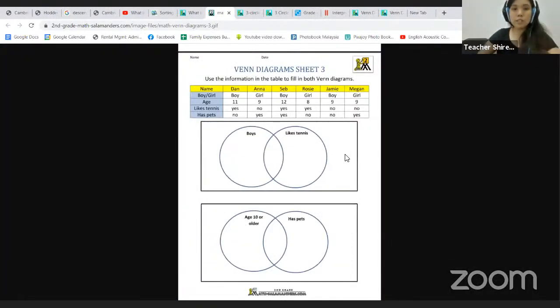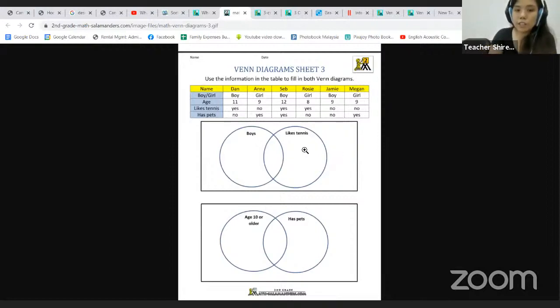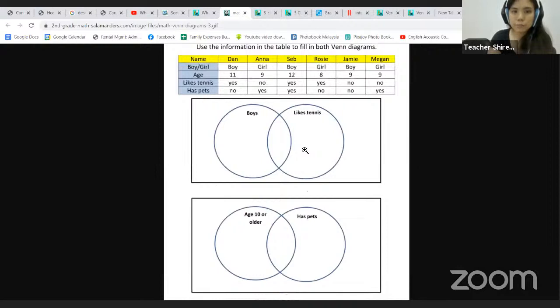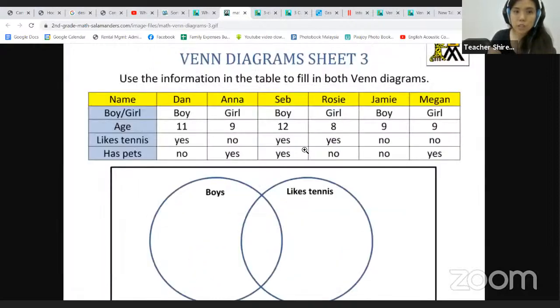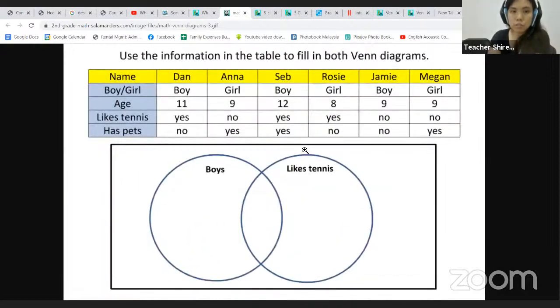Okay, now this is a little bit more complicated. Now, instead of filling in the information, you're going to count. So now you're going to fill up this chart. Okay, I'll give you guys 5 minutes to do it by yourself.